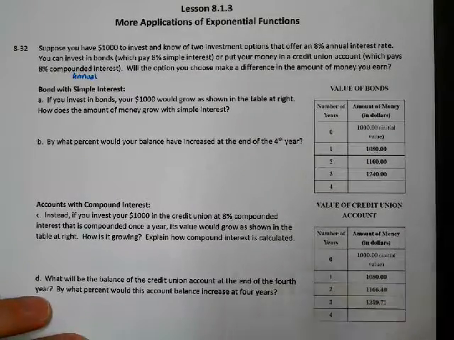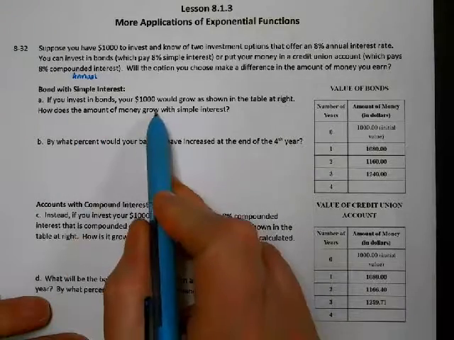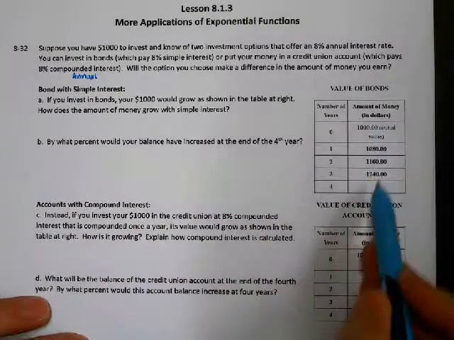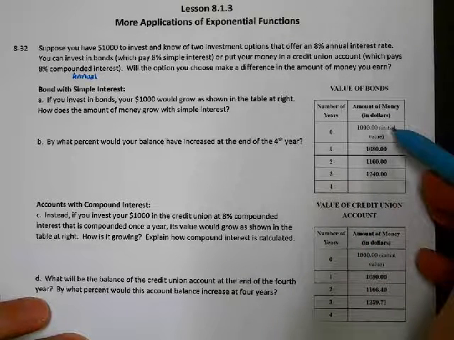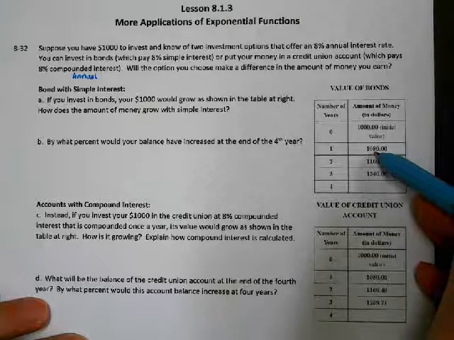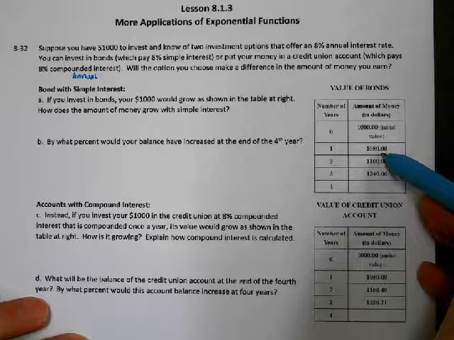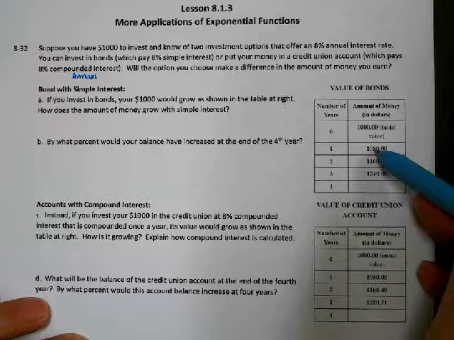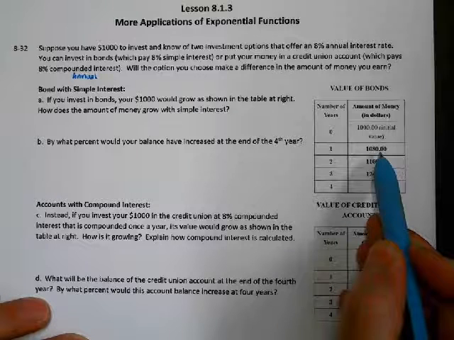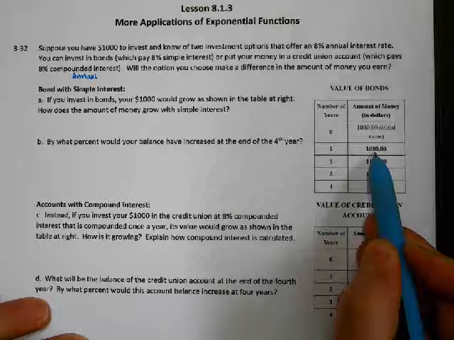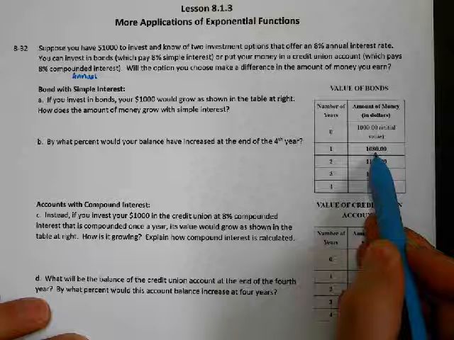All right, so here we go. This is how it would grow if you invested in bonds. Here you see that you started with $1,000. After a year, you got 1,080, which makes sense because 8% of 1,000 is 80. So you're still owed $1,000, and then you made $80 in interest.